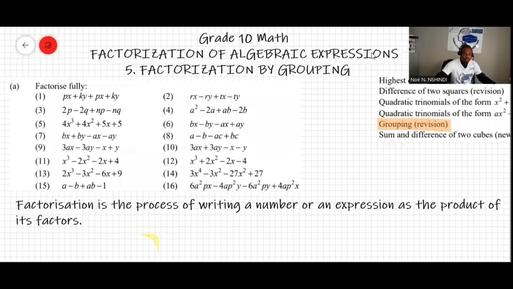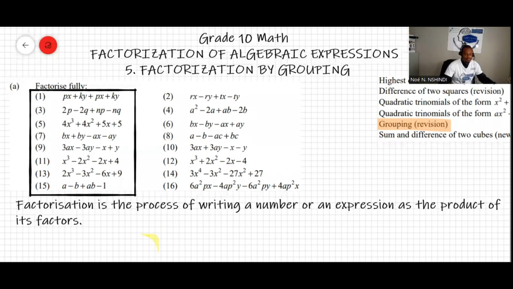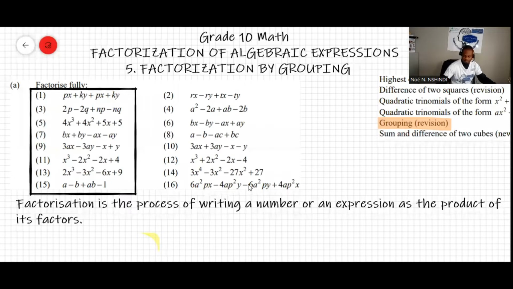Well, now we're about to do our fifth point here, factorization by grouping. In this set of exercises, I'm going to do only the first column, and I'll leave the second column for you to practice. Now, question one, what we have here in question one.